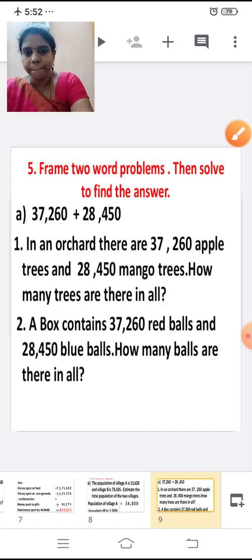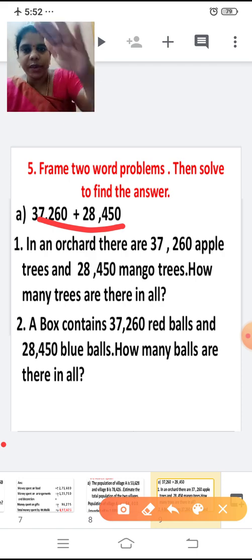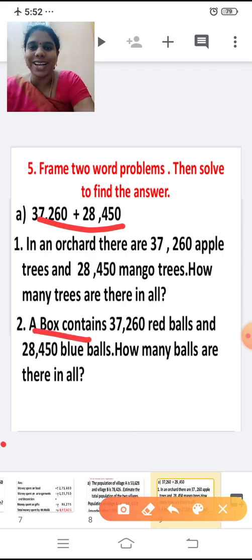And next one. For the same sum, we are going to frame one more word problem, shall we? A box contains 37,260 red balls and 28,450 blue balls. In a box, we are having 37,260 red balls and 28,450 blue balls.